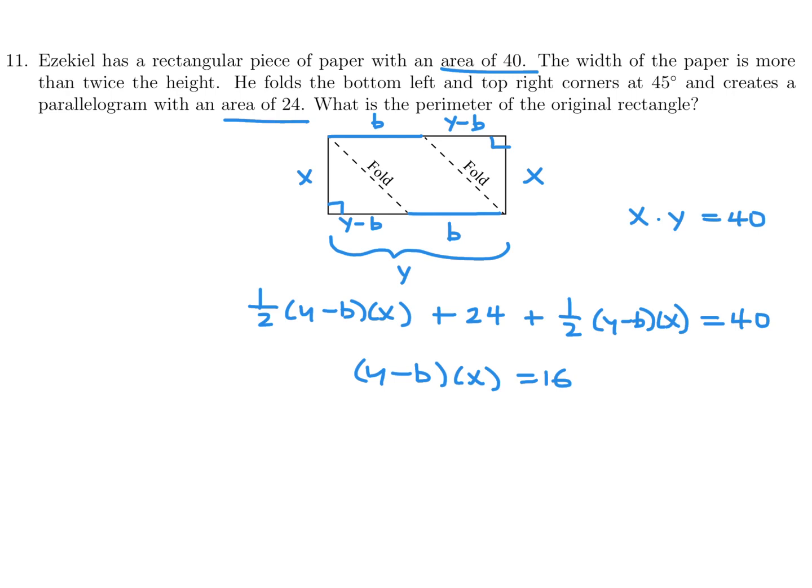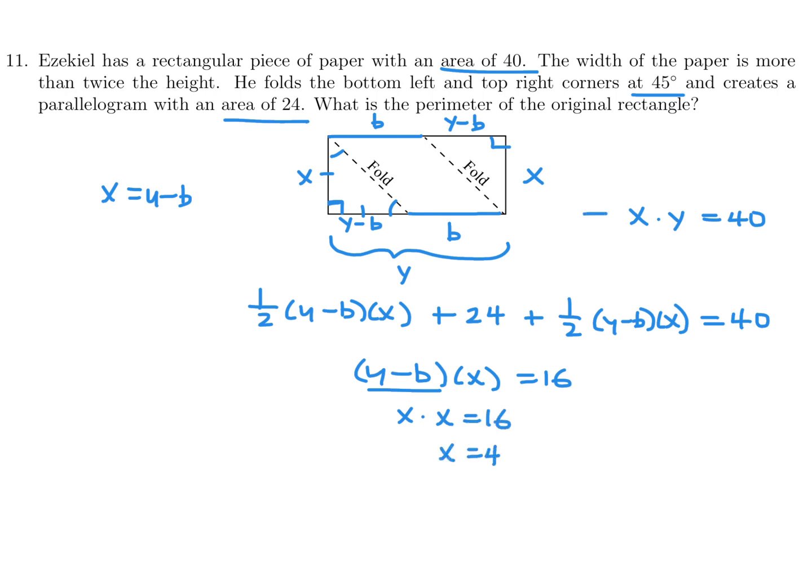And let's see, what do we know here? This is important. This one, the 45 degrees. If that's 45, well, this is 90, right? This is a right angle. If this is 45, then that's 45. So that means this is an isosceles triangle. So that means X is equal to Y minus B. So I can plug that there. Therefore, this is x times x is 16. So therefore, x is 4.